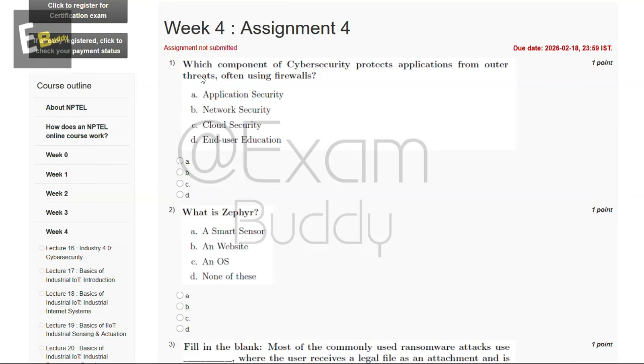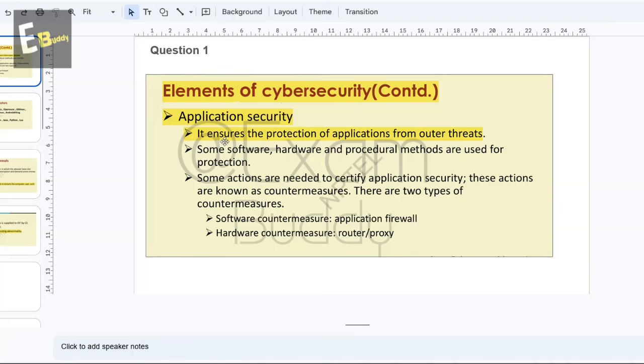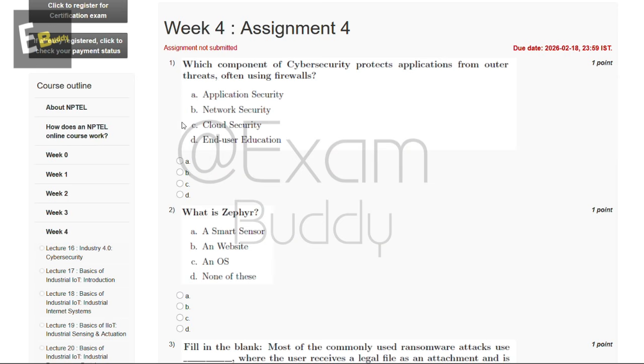The first question is, which component of cybersecurity protects applications from outer threats, often using a firewall? So, these are the options, and now let's check the explanation. The explanation says elements of cybersecurity, application security. It ensures the protection of applications from outer threats. So, the answer of our first question is A. And now let us go to our question number 2.